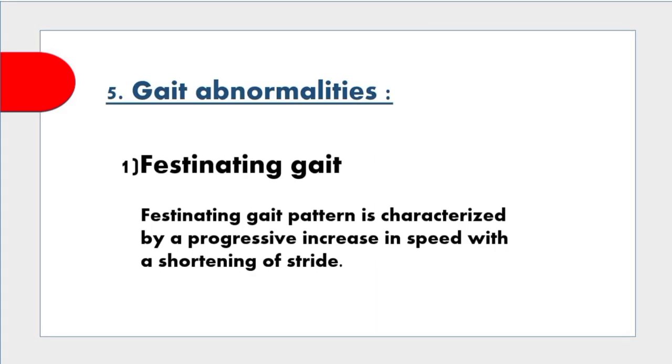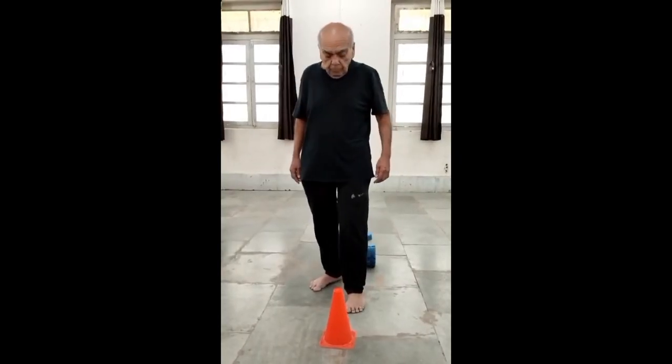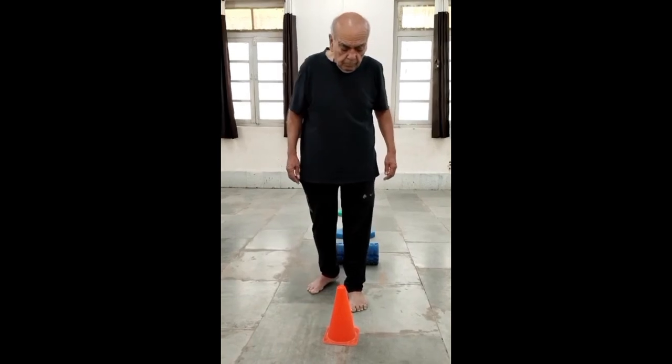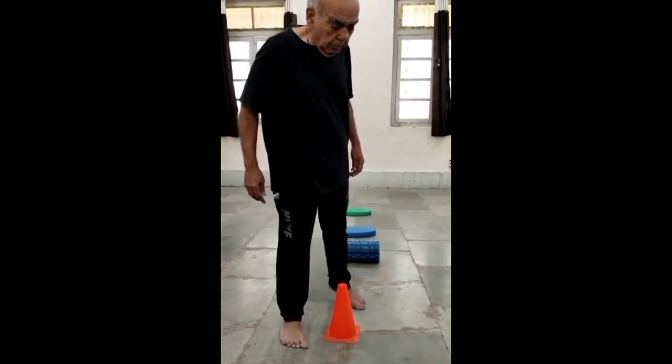Now, gait abnormalities. First, festinating gait. Festinating gait pattern is characterized by a progressive increase in speed with a shortening of stride. Second, freezing gait, an episodic inability to generate effective stepping. In this particular video, it is clear that the patient freezes during normal gait when she comes across a hurdle.